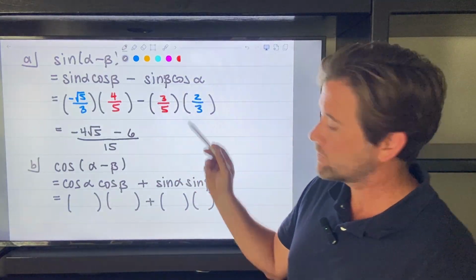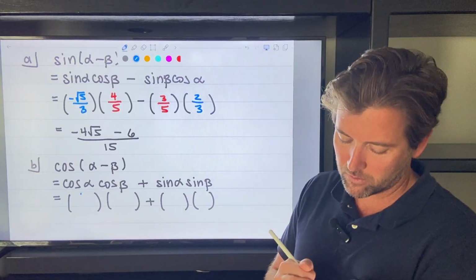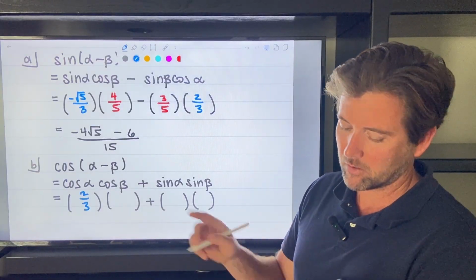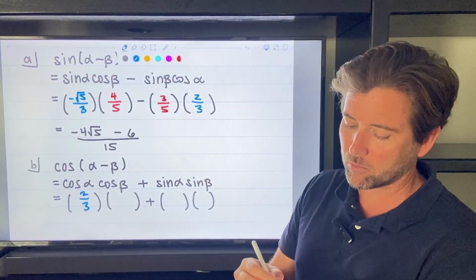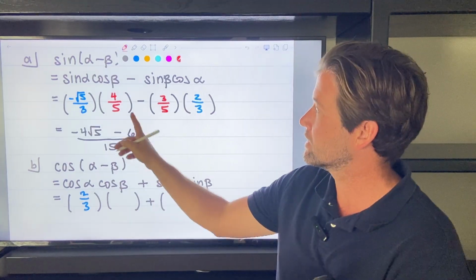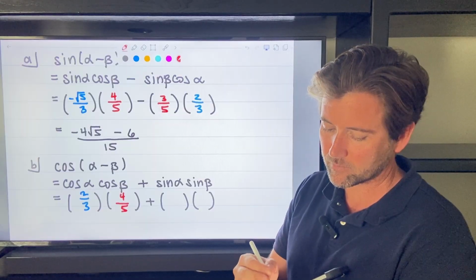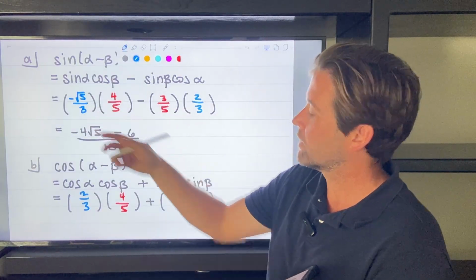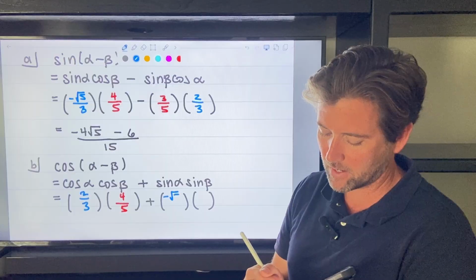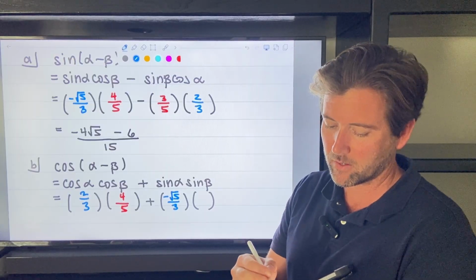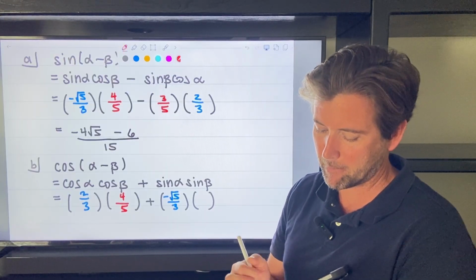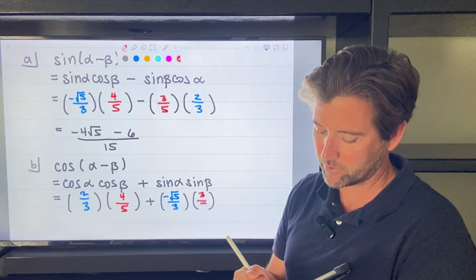Here I have cosine of alpha is 2/3. I'm going to plug in 2/3 here. Cosine of beta, I could look back at the triangle, but I have the value right here. Cosine of beta is 4/5. Sine of alpha is negative root 5 over 3. And the sine of beta is 3/5.